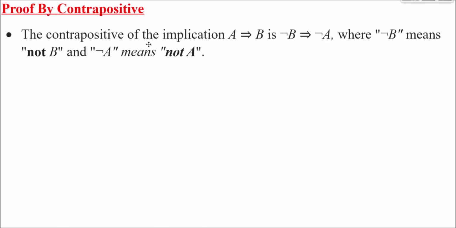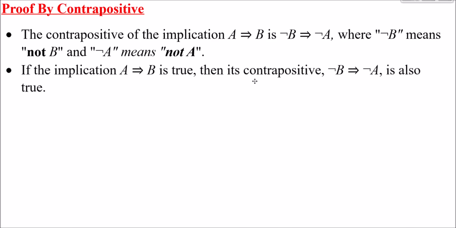So proof by contrapositive. The contrapositive of the implication A implies B is this. Now this symbol here, which looks like a bent-in line, means not. So the contrapositive of A implying B is not B would imply not A. I've just explained here that this symbol means not B and this here means not A.